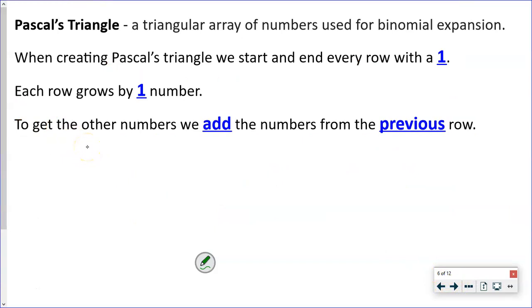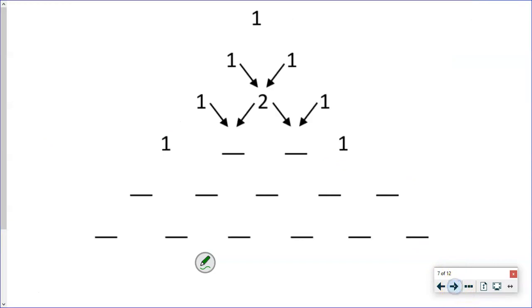So today we're going over Pascal's triangle. Pascal's triangle is a triangular array of numbers used for binomial expansion. And when we're creating Pascal's triangle, we start and end every row with a 1. So that's your first blank in your notes. And then each row grows by one number, okay? So if the first row is 1, then the second row is going to be 2, and so on. To get the other numbers, we add the numbers from the previous row. So we're going to do this now together.